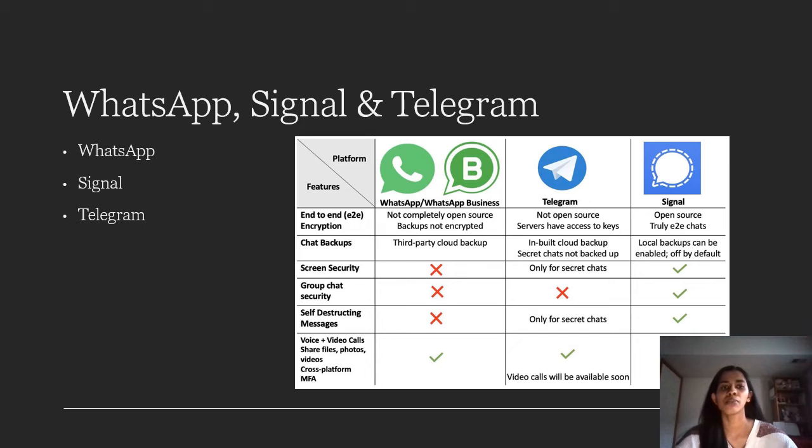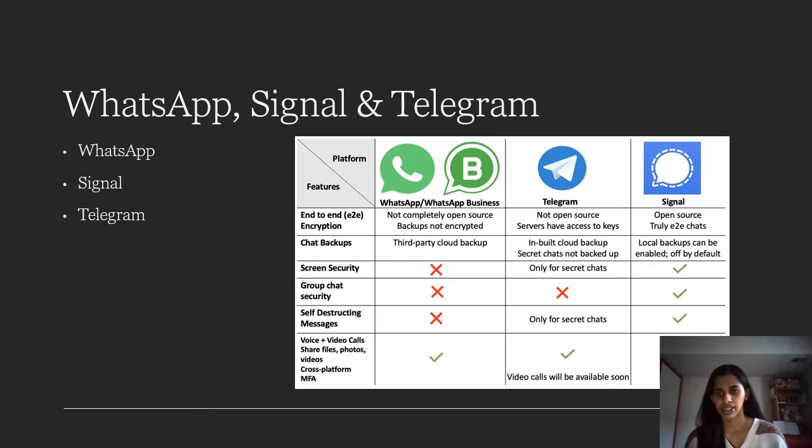And in this part I'll be talking about WhatsApp, Signal and Telegram. How do they connect? If you look at this diagram, it directly shows which one is effective and which one is not. Through this diagram, for WhatsApp, it's a third-party cloud backup. For Telegram, it's a built-in cloud backup, but there's a feature in Telegram called secret chat that is not backed up. So whatever you do in secret chat, it's not backed up to any server or any cloud.